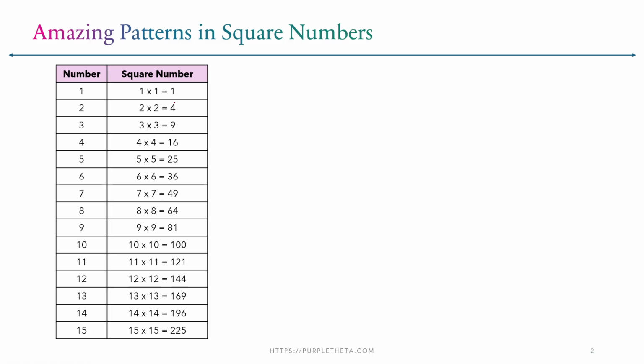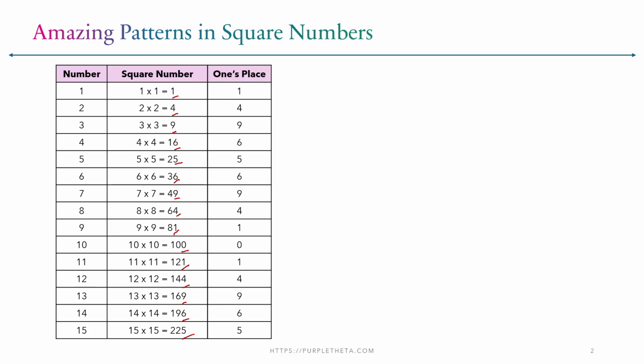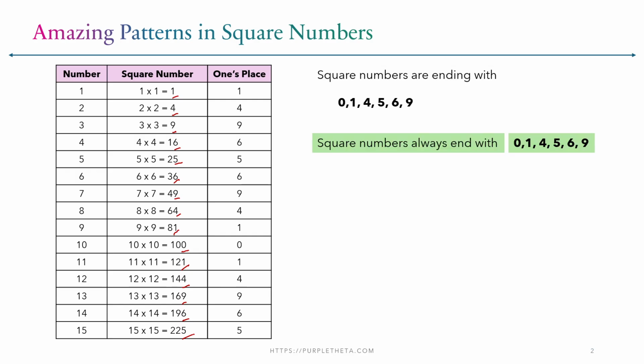place. We see that they are ending with 1, 4, 9, 6, 5, 6, 9, 4, 1, 0, then 1, 4, 9, 6 and 5, right? Now if we arrange these digits in ascending order and remove duplicates, we get 0, 1, 4, 5, 6 and 9, right? So we can say that square numbers always end with 0, 1, 4, 5, 6 or 9, right? And they never end with 2, 3, 7 or 8.